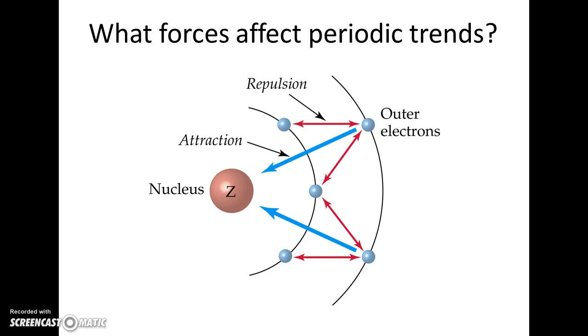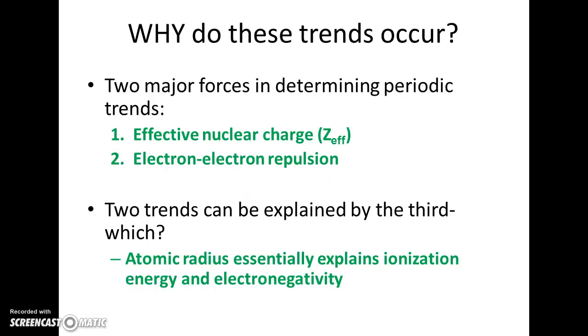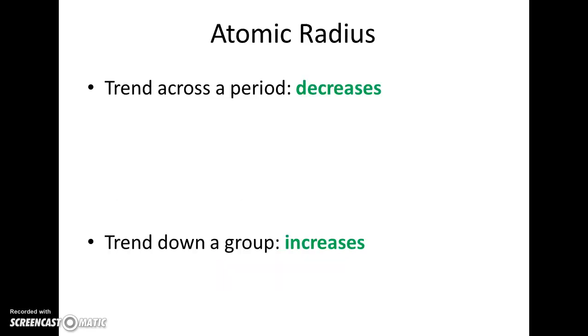There's a couple forces that affect periodic trends, and these are kind of intuitive, right? Electrons are constantly subjected to two opposing forces. They're attracted by the positive charge in the nucleus, and they're repelled by other electrons. So when we look at periodic trends, we're looking at the effective nuclear charge and the electron-electron repulsion. And basically, atomic radius can explain ionization energy and electronegativity, and we'll talk about why that is in class a little bit more. Okay, so atomic radius, hopefully you remember the trends.